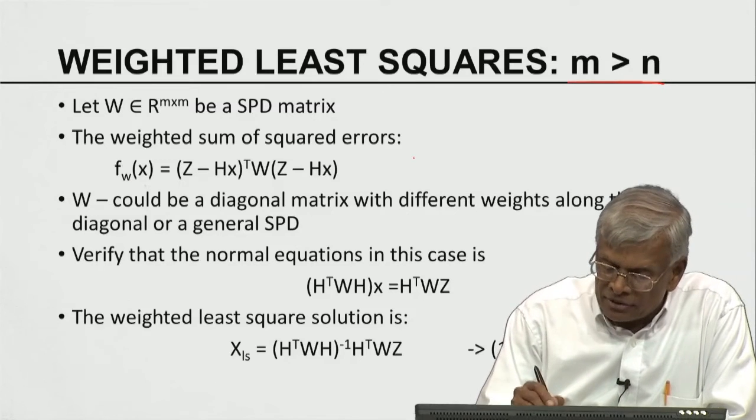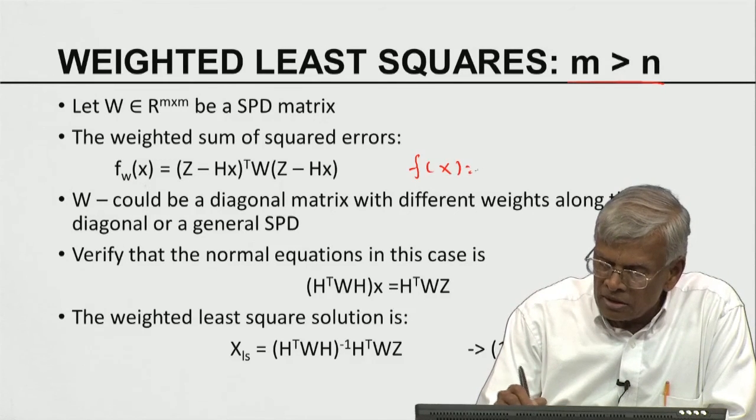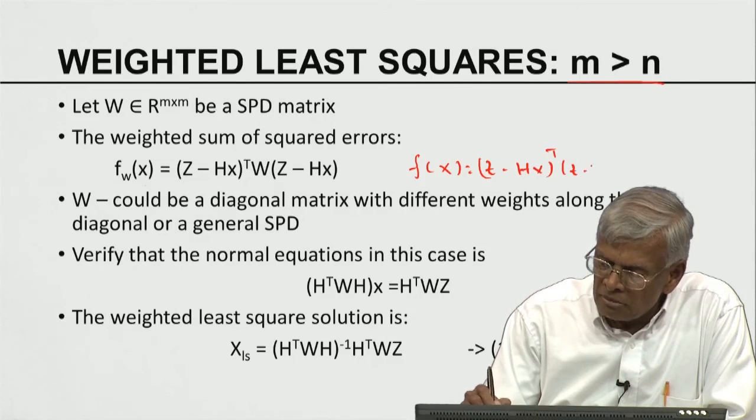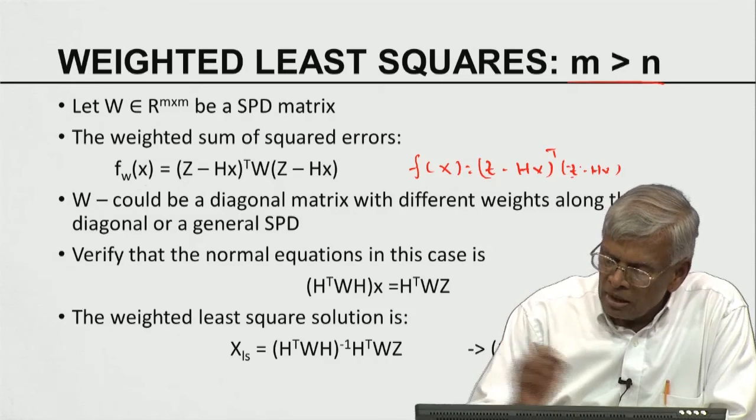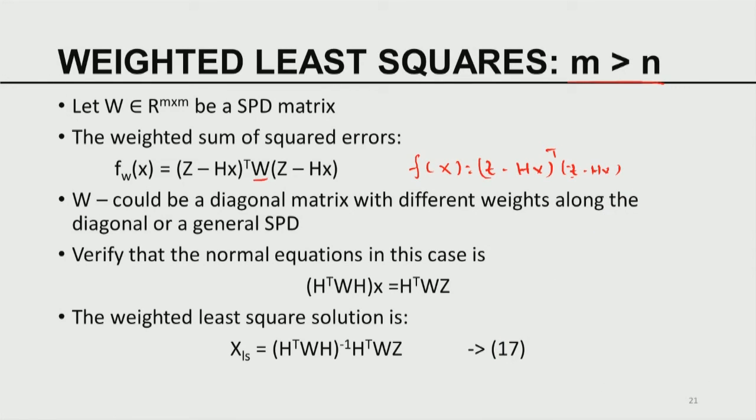So earlier we had considered f of x is equal to z minus h of x transpose z minus h of x. In here I am interposing a matrix W in between. So when W is equal to I, the weighted becomes unweighted. I hope you see the difference between the weighted and unweighted. In order to emphasize the notion of the weight, I am now putting a subscript w: f of w of x is the weighted sum of squares of the residuals.